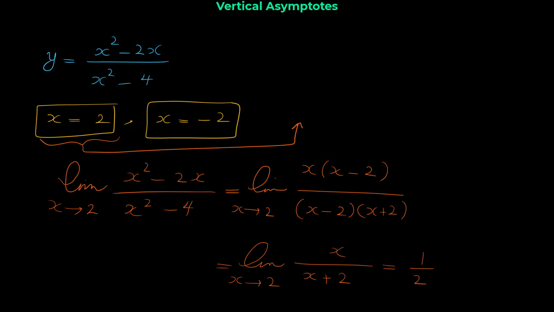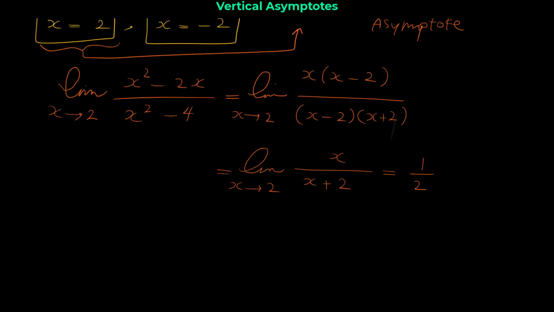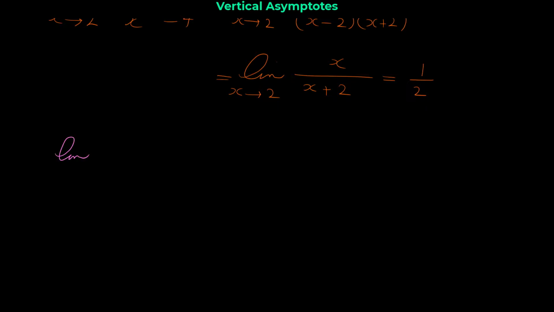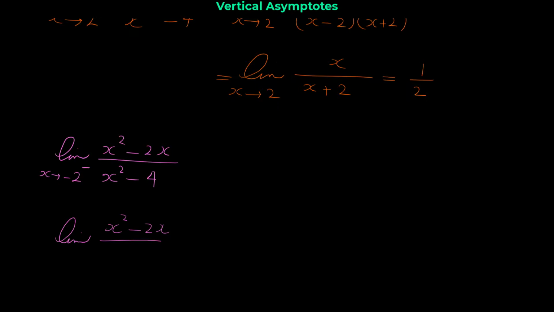Actually, as we discussed before, at x equals 2 for this function, the graph has a hole. So by finding this limit, we can say this is not a vertical asymptote. Now let's see what the limit of the function is when x approaches -2. So we want to find the limit of x squared minus 2x over x squared minus 4 as x approaches -2. Maybe you wonder why I wrote the limit like this, from the right and from the left. I will explain it in a moment.